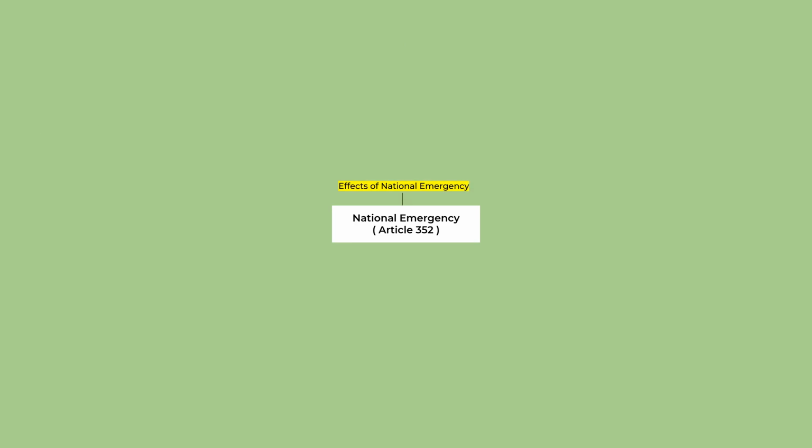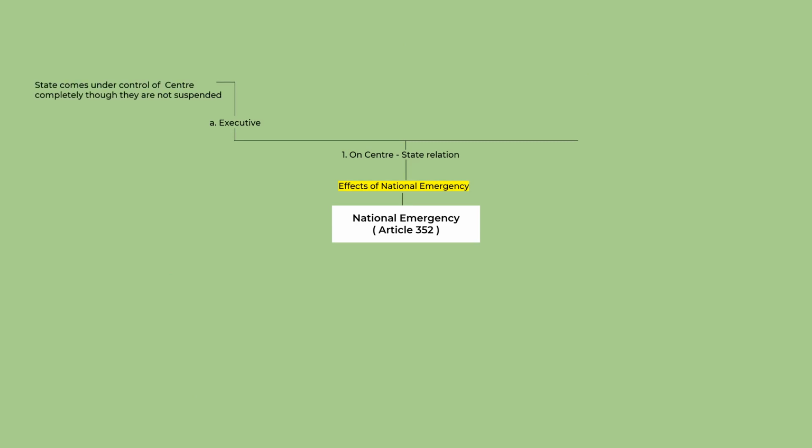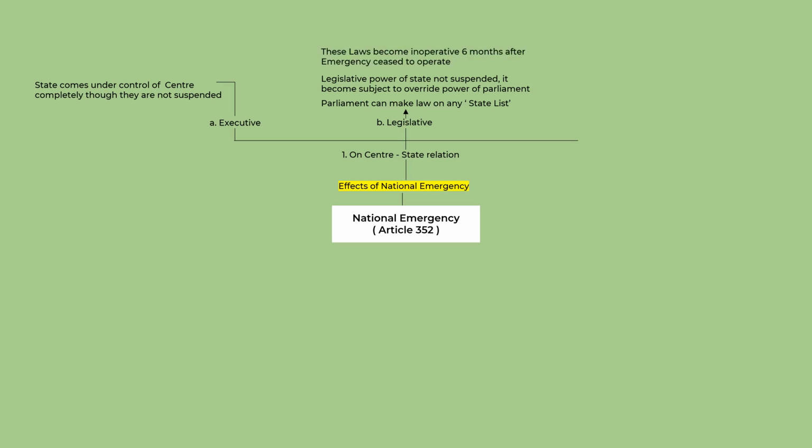The effects of national emergency on center-state relations. A. Executive. The state comes under the control of the center completely, though they are not suspended. Legislative. Parliament can make laws on any state list subject. Legislative power of the state is not suspended. It becomes subject to the override power of Parliament. These laws become inoperative 6 months after the emergency ceases to operate.